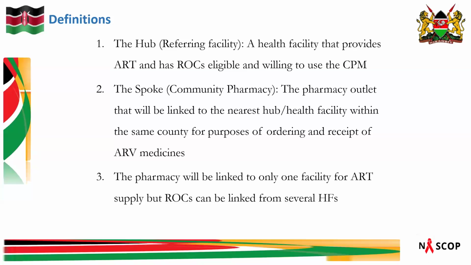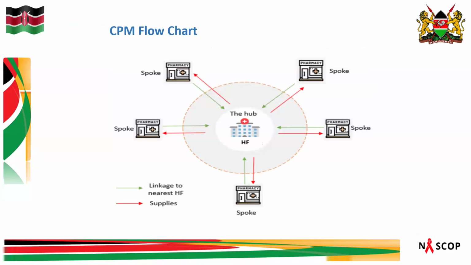And the pharmacy will be linked to only one facility for ARV supply, but recipients of care can be linked from several health facilities. So what do I mean by this? I mean, if you have a hub, which is the healthcare facility, it has different spokes, that is the pharmacies. So one pharmacy will be linked to one healthcare facility. But now when it comes to referring the patients, one healthcare facility can be able to refer patients to different pharmacies.